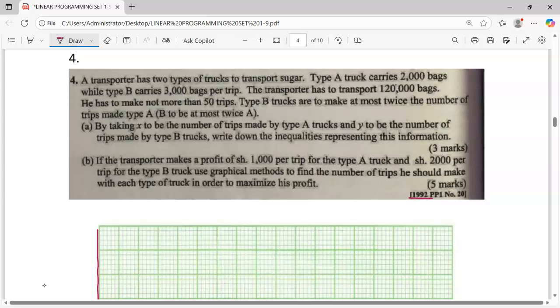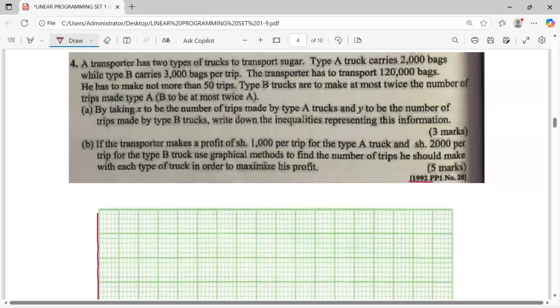By taking X to represent the number of trips made by A trucks and Y to be the number of trips made by type B trucks, write down the inequalities representing this information. 3 marks.